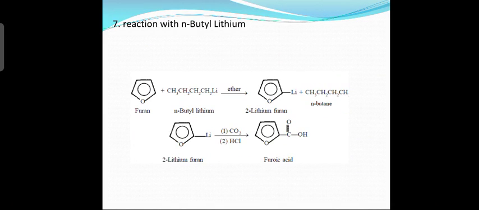Next reaction is with n-butyl lithium, that means normal butyl lithium. Furan reacts with normal butyl lithium, the butyl group and lithium, in the presence of ether. Ether is the solvent. This gives 2-lithium furan. You can see the second place lithium is substituted. This is known as 2-lithium furan, and then normal butane. So you get an alkane along with this product.